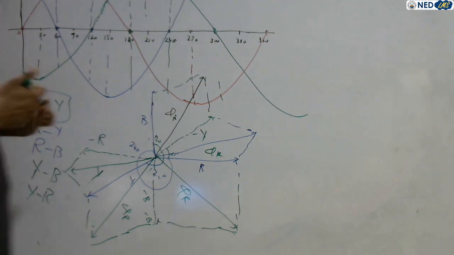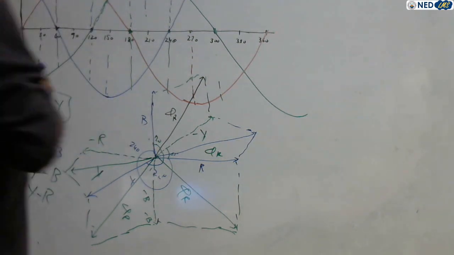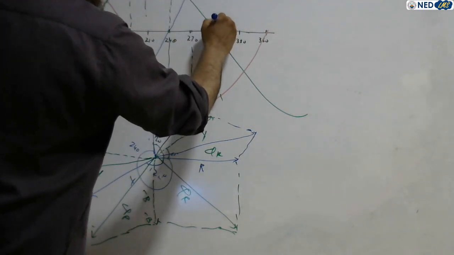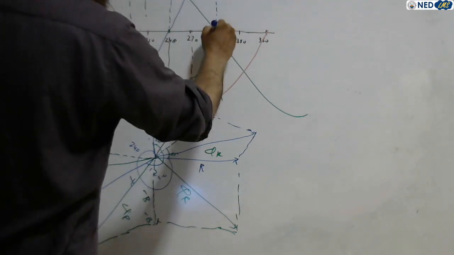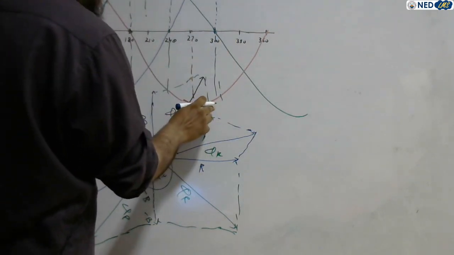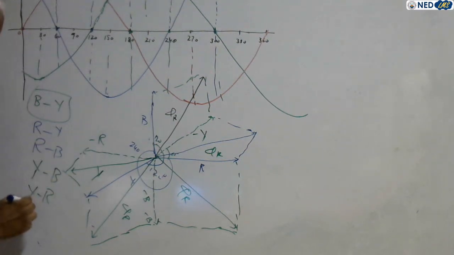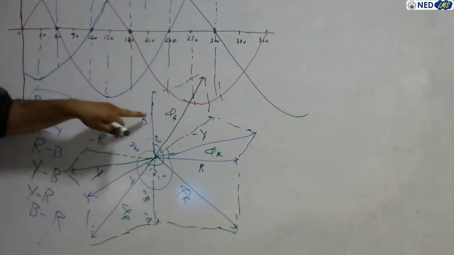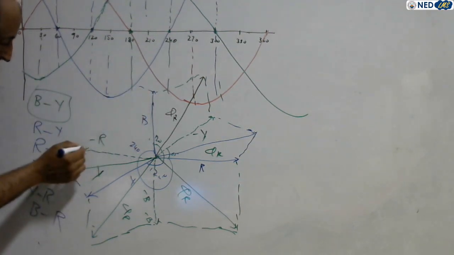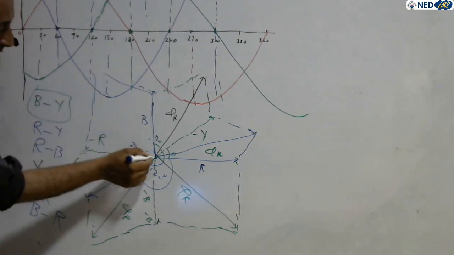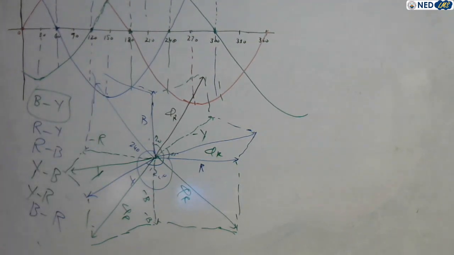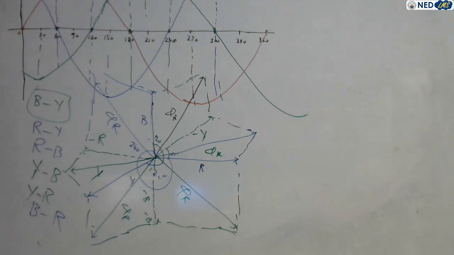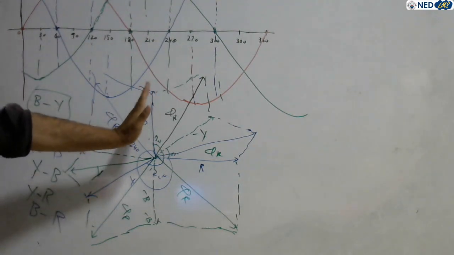So now comes this point, 300 degrees. See, 300 degrees. The blue phase and the negative red phase. The negative red phase is there, the blue phase is there. So this is the equivalent. So in this whole diagram, you see the resultant vector is rotating.